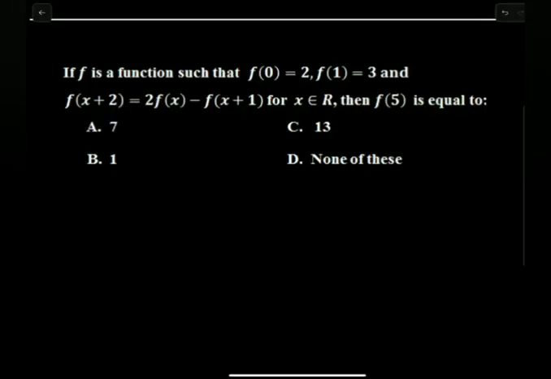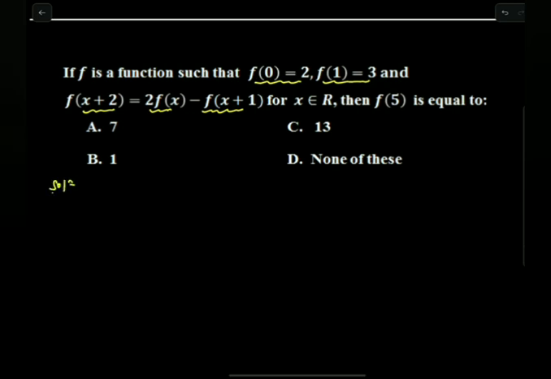Okay, what is the question? If f is a function such that f of 0 is 2, f of 1 is 3, and f of x plus 2 is 2 times f of x minus f of x plus 1 for x an element of real number, then f of 5 is how much? Okay, this is the question.